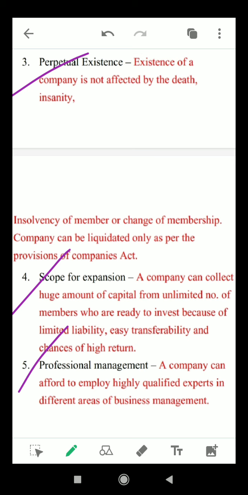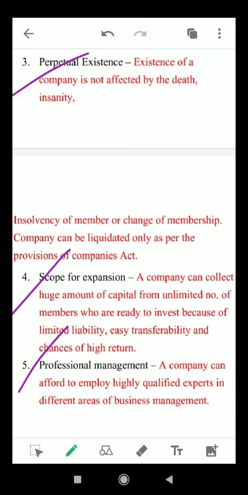Next is professional management. A company can afford to employ highly qualified experts in different areas of business management. That means in this company form of organization, ownership is separate from management, and it enables the company to appoint expert and qualified persons for managing various business functions.